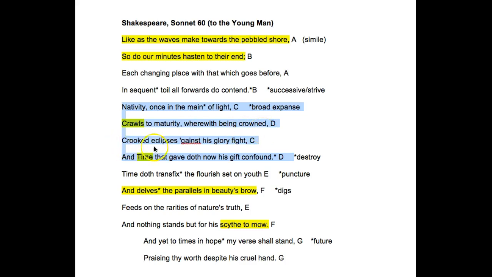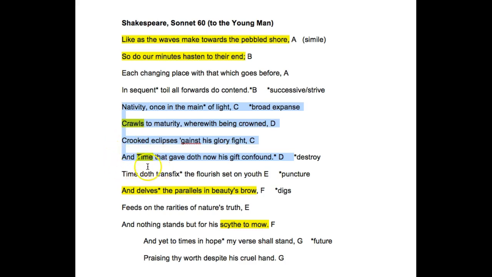And then immediately, "crooked eclipses 'gainst his glory fight." So you crawl to this point, this moment, this glory, and then immediately you're dimmed. This is the sense of an eclipse, something that covers the sun, obscures the brightness, covers the light, but it does it slowly, right? It moves over the face until it's completely blacked out. And the diction is not appealing at all. Crooked eclipses, right? We could talk about what that means.